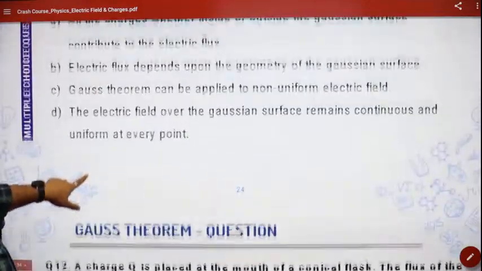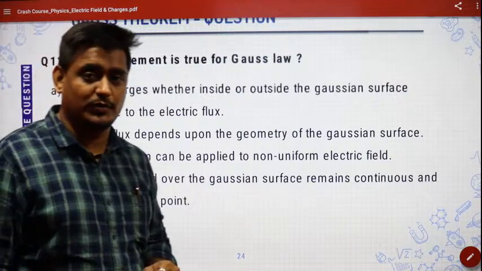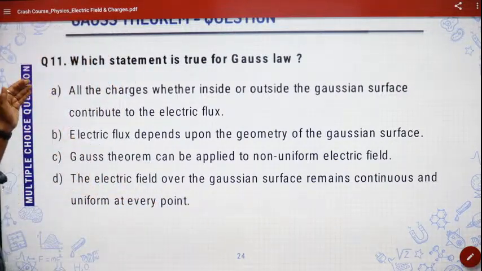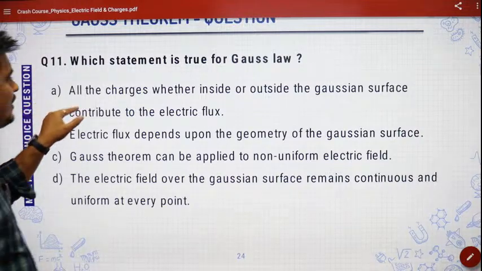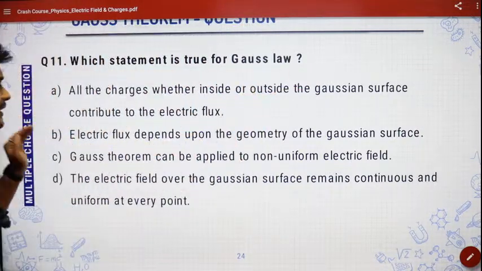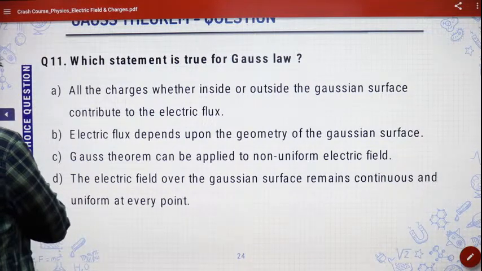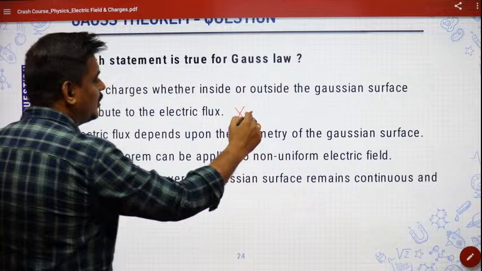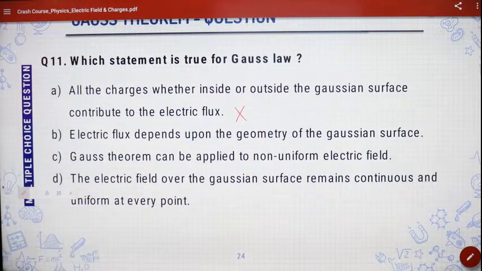Yeah, I have a question based upon this. So which statement is true for Gauss law? Based upon Gauss law, they are asking, out of these 4 statements, which statement is true? The first statement is all the charges, whether inside or outside the Gaussian surface, contribute to electric flux. Definitely not true. Why? Because only the charge which is present inside the Gaussian surface will be considered. I hope you remember that.